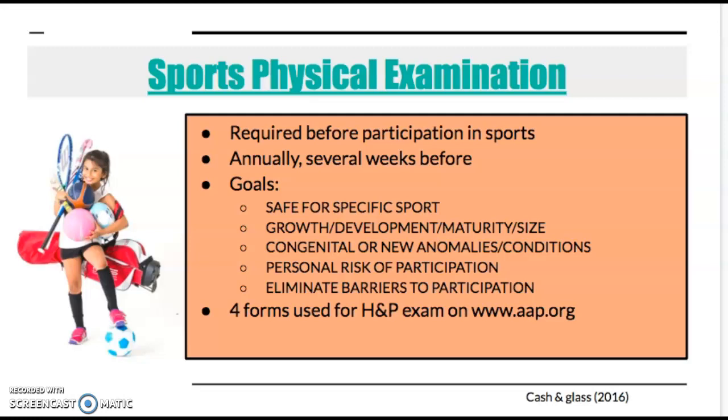You want to check for their growth, development, maturity, and their size. You want to observe for any congenital or new anomalies or conditions. You want to assess their personal risks of participation in this particular sport, and you want to help them eliminate any barriers that will prevent them from participating in sports. So there are 4 forms that you can use for your H&P exam on www.aap.org.